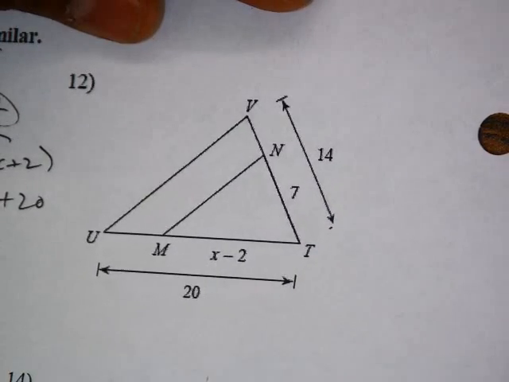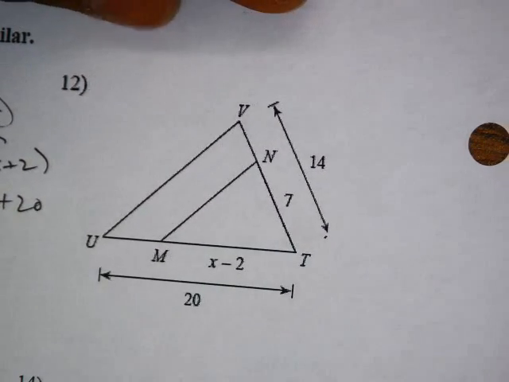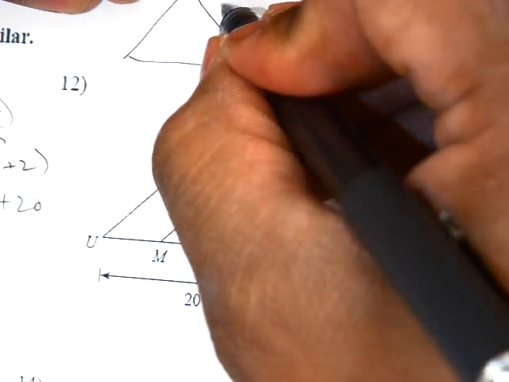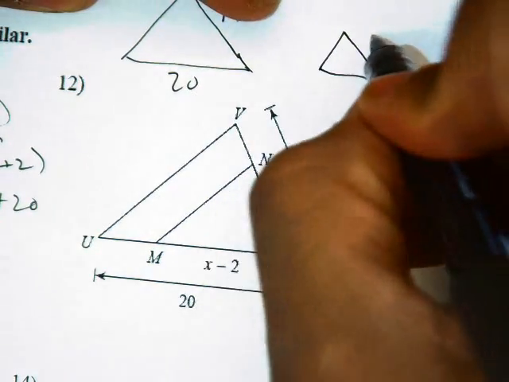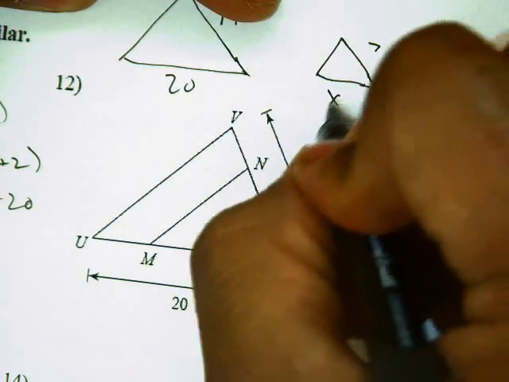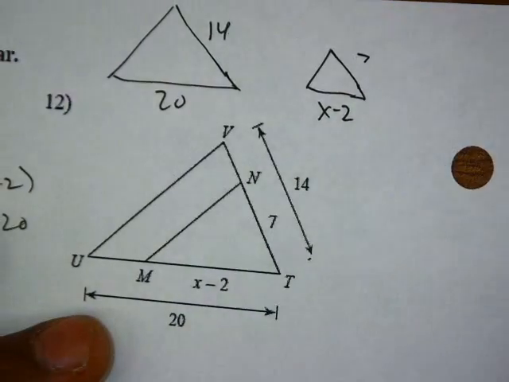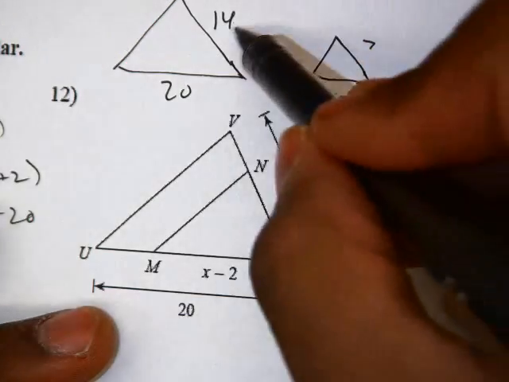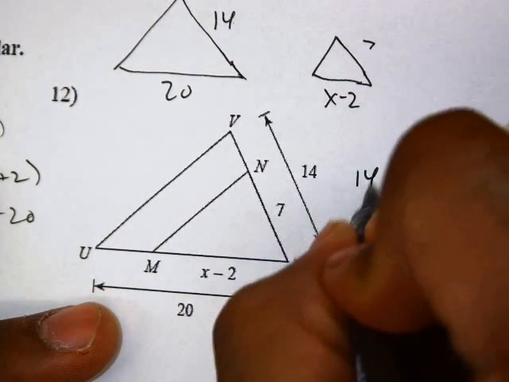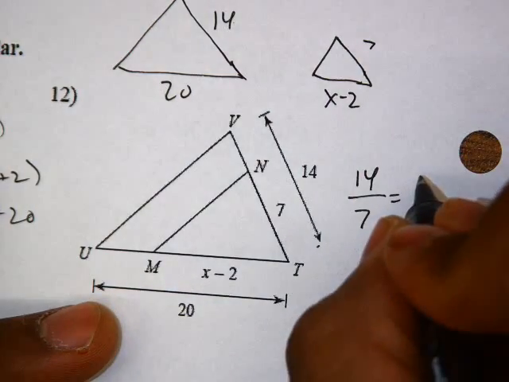In 12, they have 2 overlapping triangles. So I like to just draw 2 separate pictures for that. In 12, there's a big triangle, that's 14 and 20. And there's a smaller triangle, that's 7 and x minus 2. Separating them allows me to see the corresponding parts a little easier. So 14 corresponds to 7, and 20 corresponds to x minus 2.